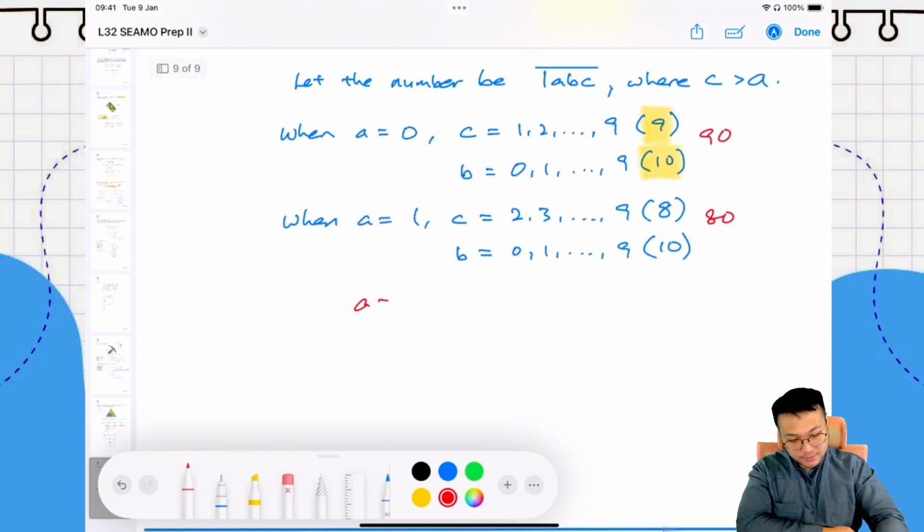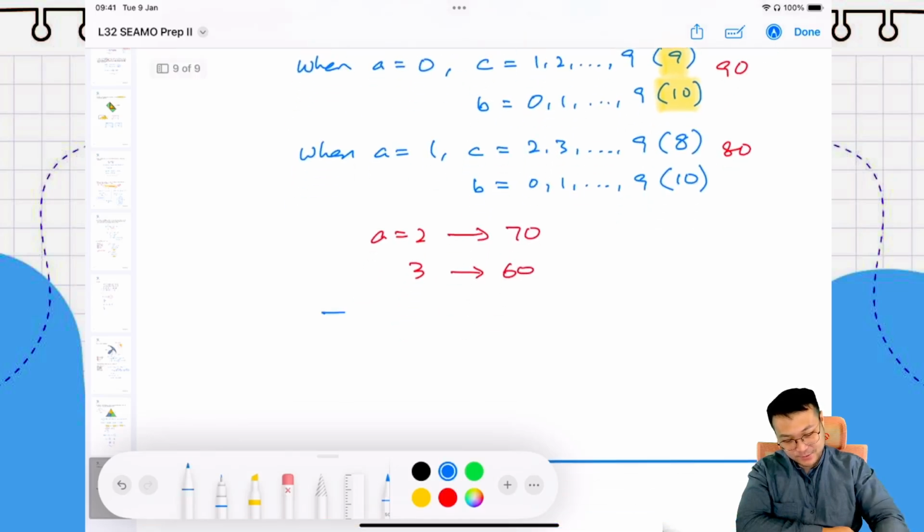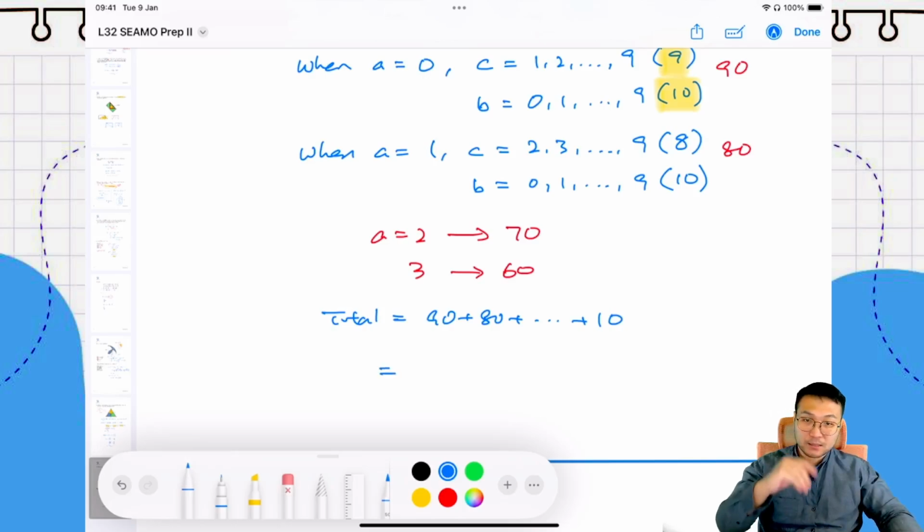Then after that, when A equals 2, what do you think is going to be? 70. Then A equals 3, what is it going to be? 60. So what's the total number of numbers? 90, 80, 70, 60, and so on until 10. Very good. So you can add, what is 1 plus 2 plus 3 plus 4 until 9? 36. No, 45.